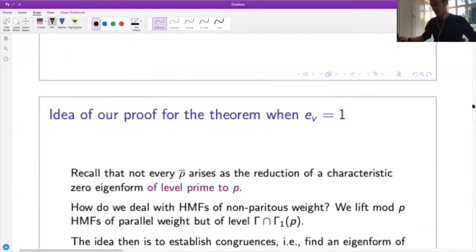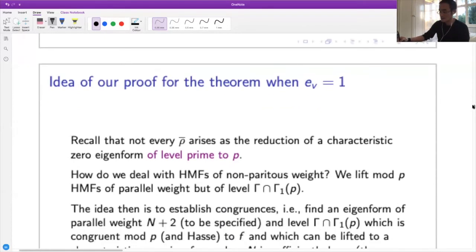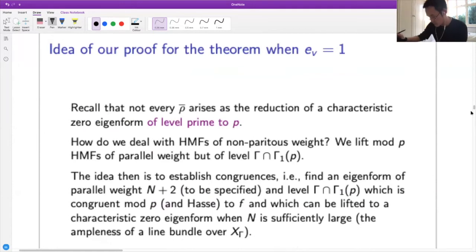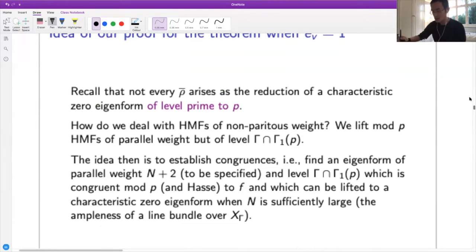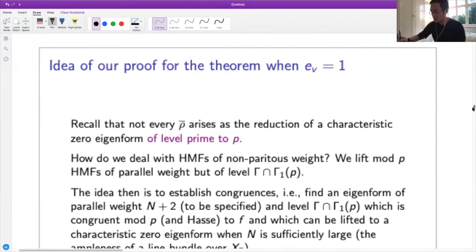So let me just give you an idea of the proof. I have in my slides, I've written proof, but it is absolutely not possible to talk about it within 50 minutes. So I'm not going to talk about it, but I left everything in the slides. So if you are interested, you can have a look. So I'm going to give you an idea of how to prove that theorem when the ramification index is 1, in the unramified case.